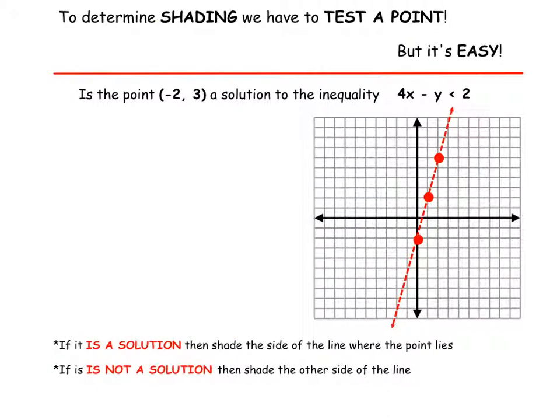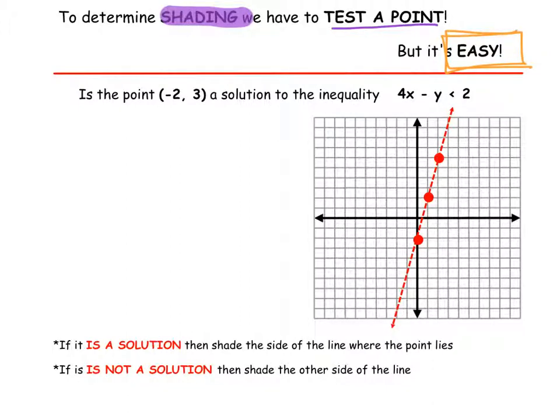The second thing we need to consider is to determine what side of the graph to shade. And so with shading, what you need to do is you have to test a point to figure out if it satisfies your inequality or not. And this is a very, very easy process.